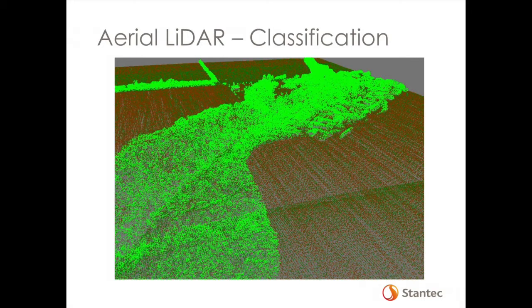So you see in here, all the brown is what's considered ground. The darker green is the low sparse vegetation. The taller green is higher vegetation.